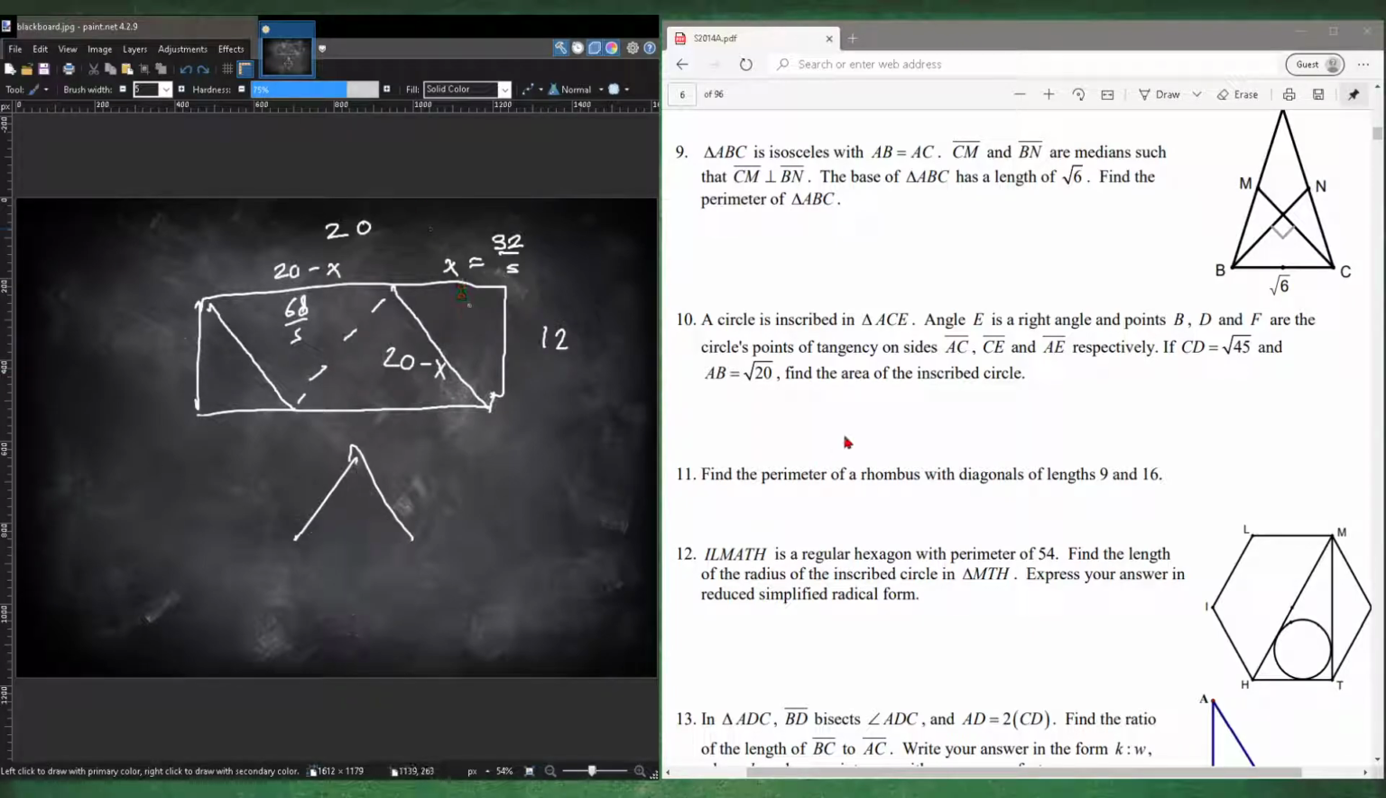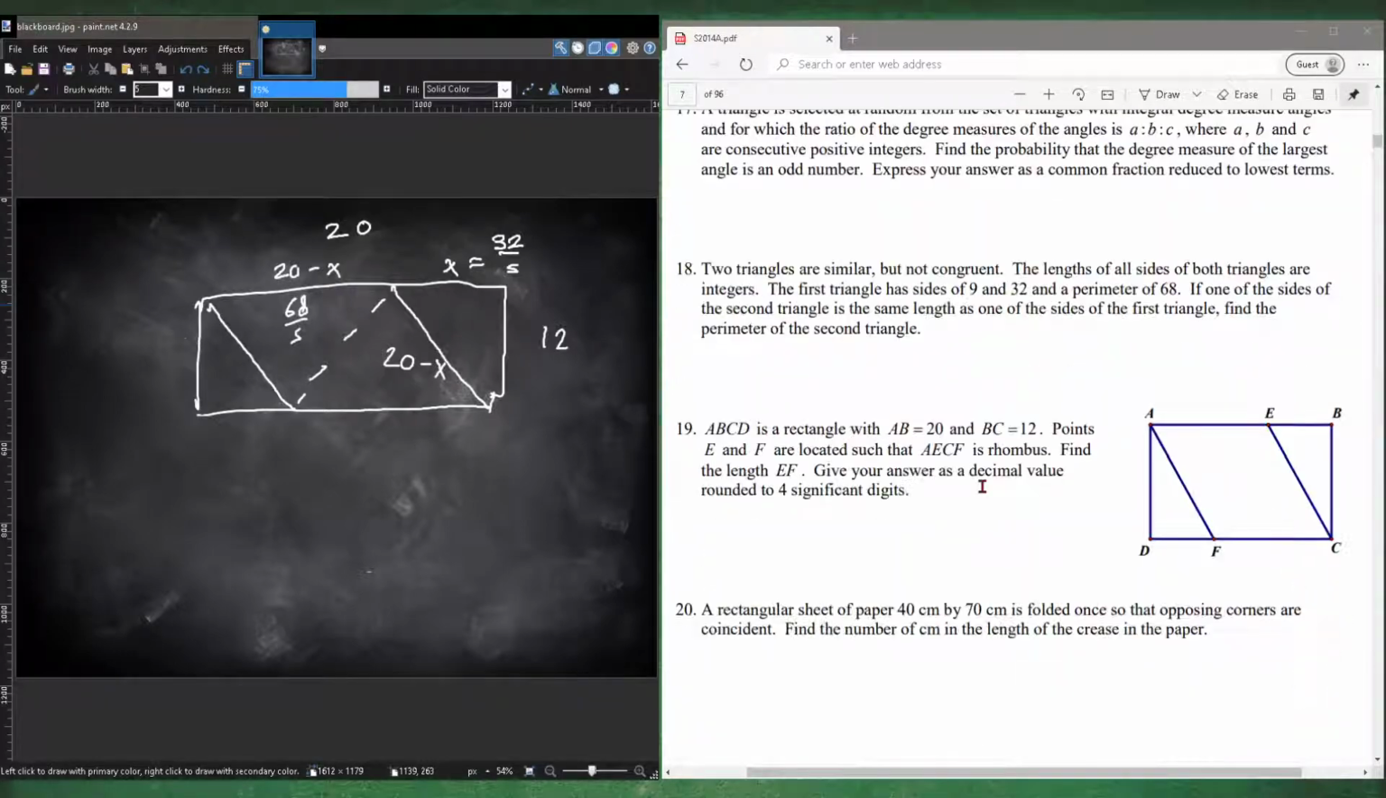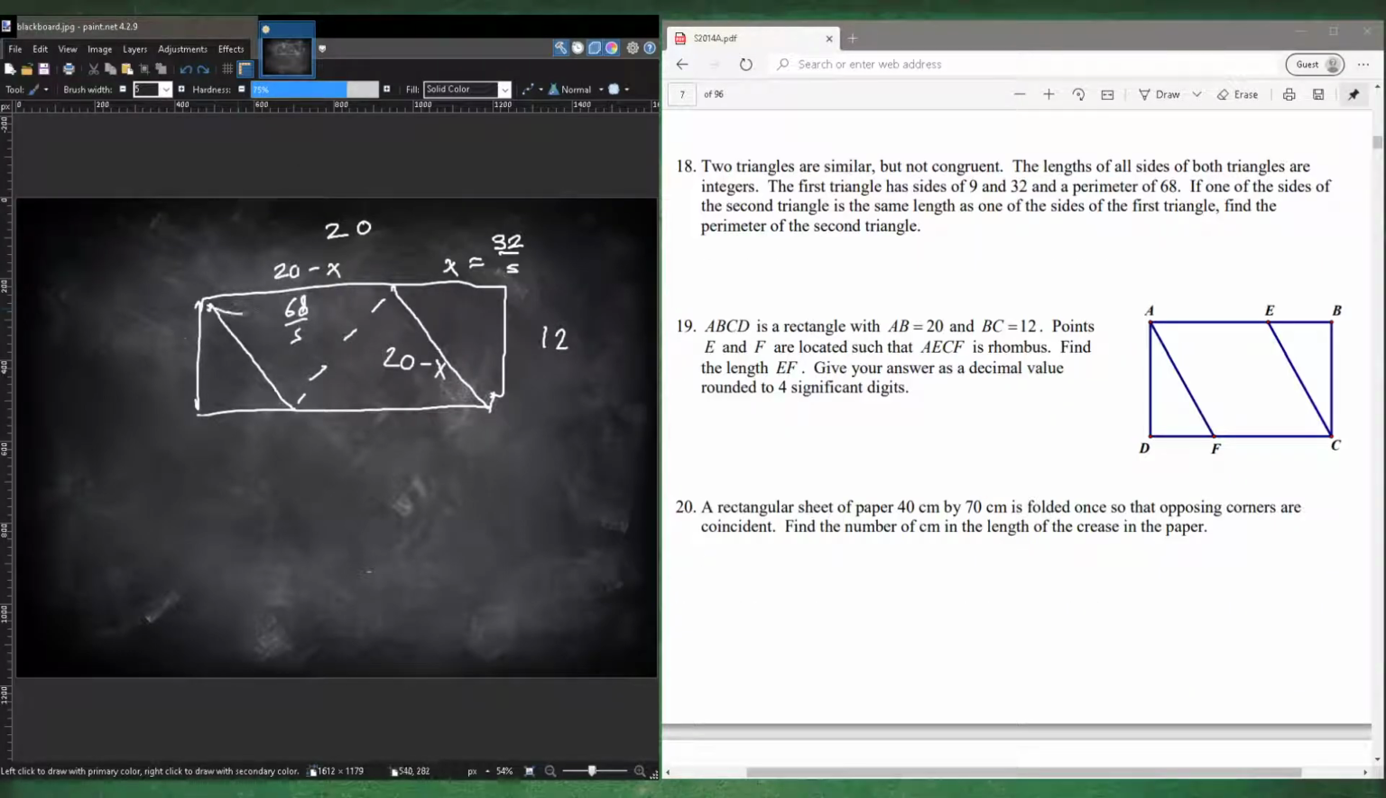So what we're doing for 19 is basically we had to find this diagonal. So that's just the diagonal of the rectangle, which is the square root of 20 squared plus 12 squared. Using our calculator, 20 squared plus 12 squared, and that is the square root of 544.